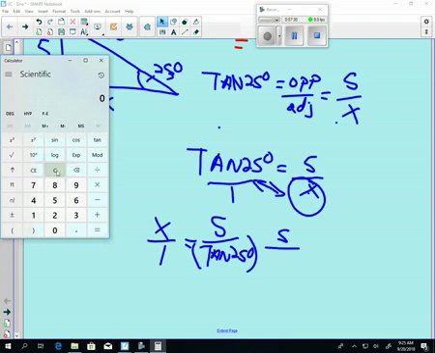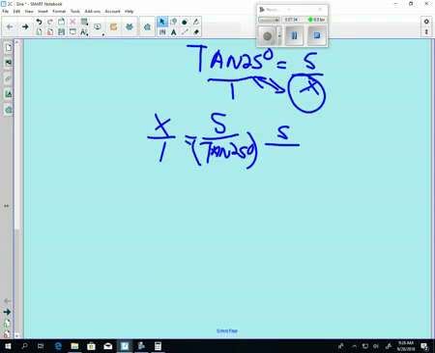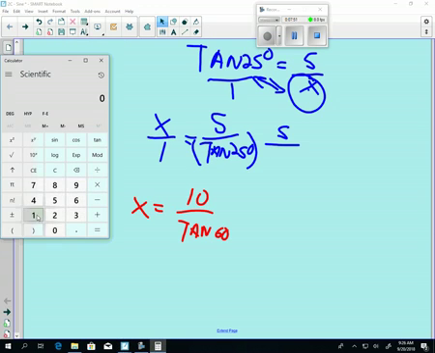Just say I have to use x is equal to, say, 10 divided by the tan of 60. Okay? Say that was my operation. Go back to my calculator. I put in 10 divided by, now first thing, put in my bracket.